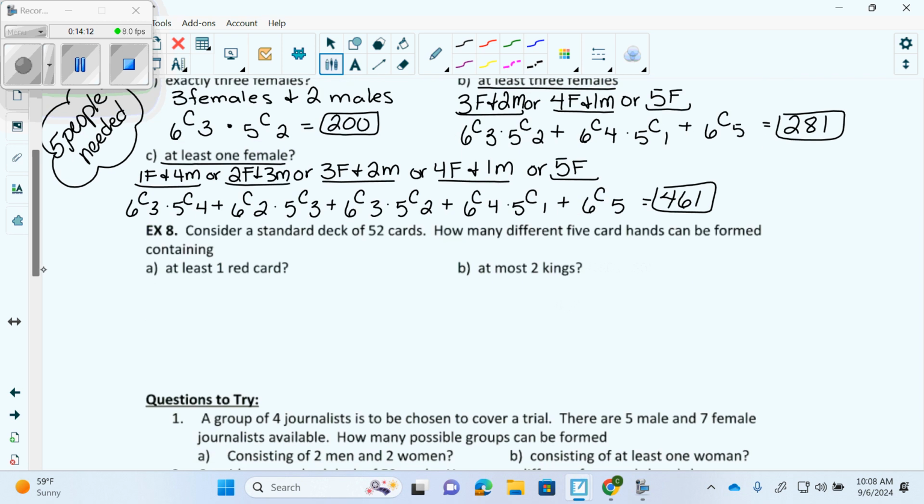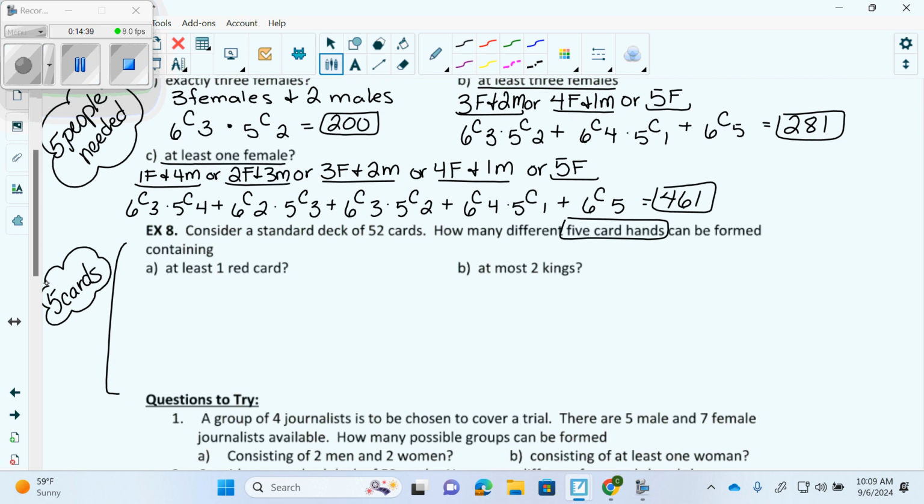All right. Now, what if it's not people? What if it's cards? So we have, consider a standard deck of 52 cards. So I have 52 total. How many different 5-card hands? Remember, we're getting the cards in our hand, and then we can move them all around. So it's still a combination, right? But I'm going to need 5 cards for each case. I put this here to help myself out. So I remember that every case has to have 5, right?